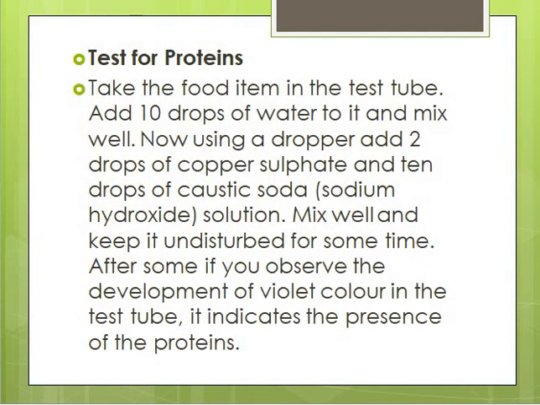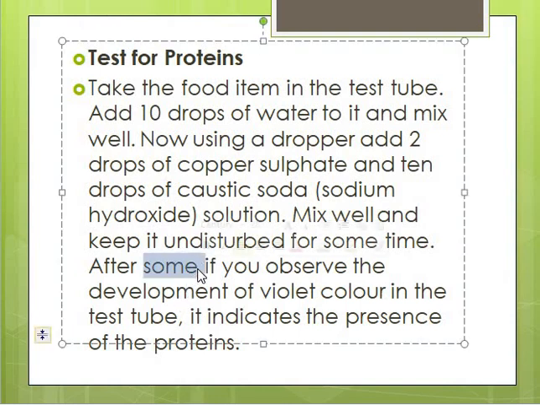Test for protein. Take the food item in a test tube, add 10 drops of water to it and mix well. Now using a dropper, add 2 drops of copper sulfate and 10 drops of caustic soda, sodium hydroxide solution. Mix well and keep it undisturbed for some time. After some time you will observe the development of violet color.